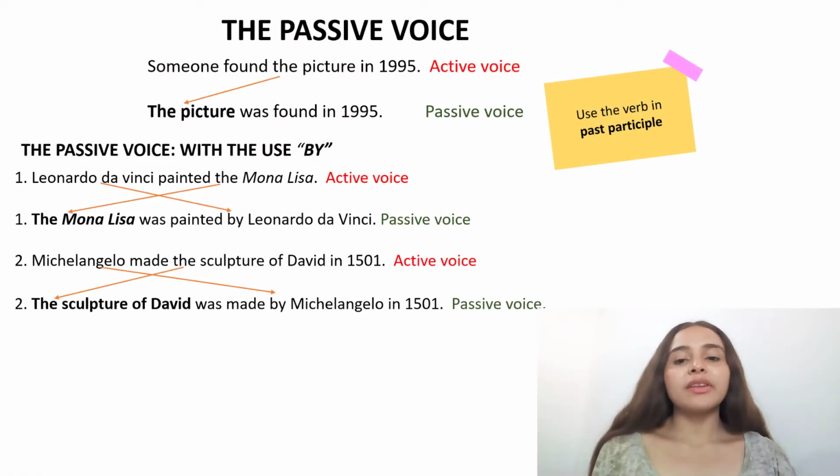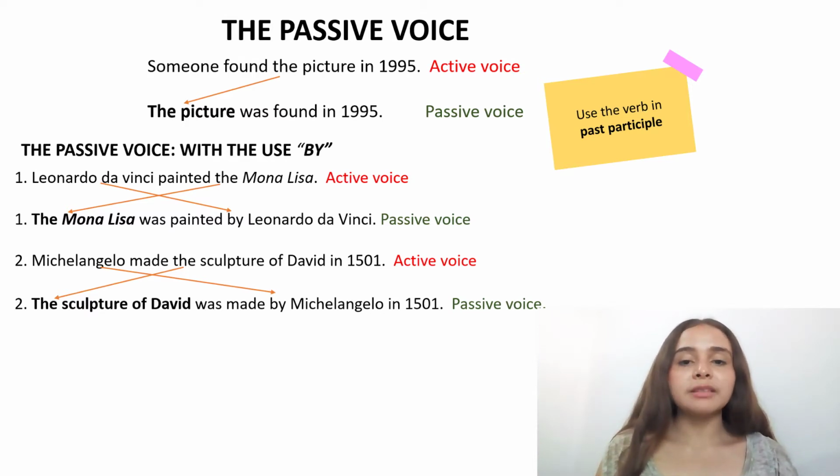Let's start. Passive voice. Most sentences are in the active voice. The subject of a sentence performs the action of the verb. For example, someone found the picture in 1995. In this case, it is active voice. Now, in the passive voice, the receiver of the action is the subject of the sentence. For example, the picture was found in 1995. In this case, the focus is on the object.